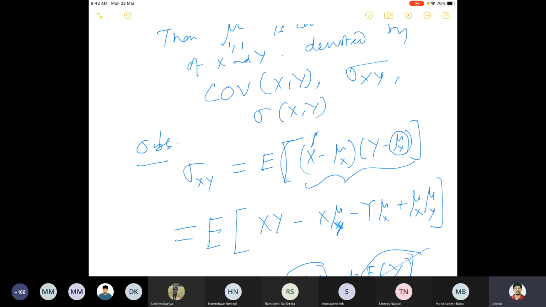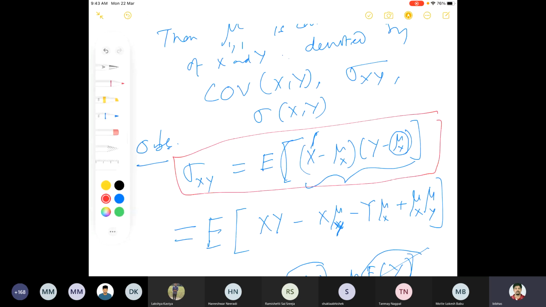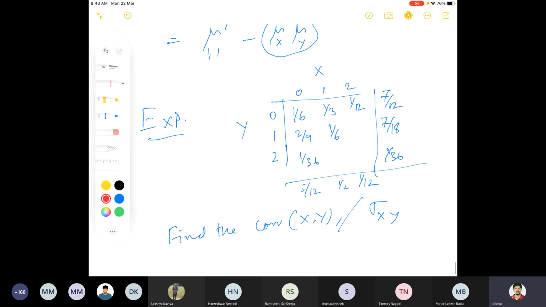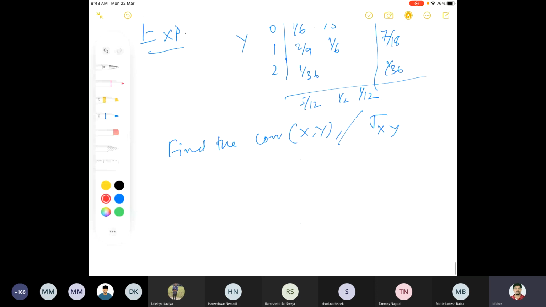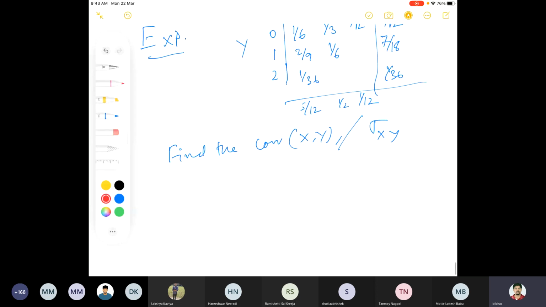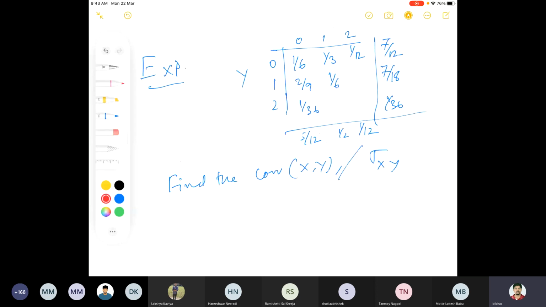So I'll just say here that you think about it, what is the meaning of this? Like what is the possible meaning of the covariance? Okay, just think about it. Now, okay, let's say I have this example and I want to calculate the covariance, okay? So then what is it?